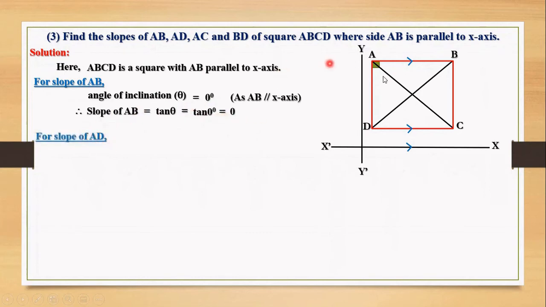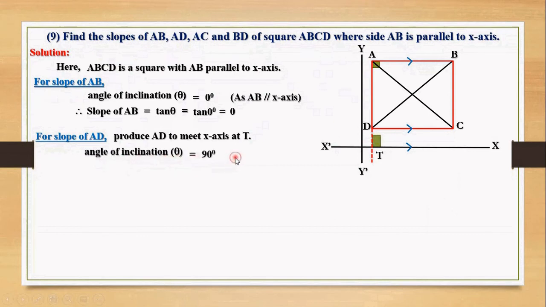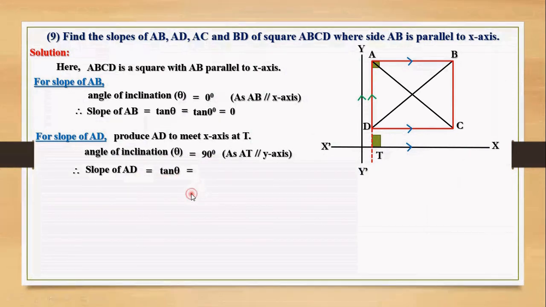Now for the slope of AD. Line AD is not intersecting with the x-axis, so produce AD to meet the x-axis at T. Here, the angle of inclination theta is equal to 90 degree. The reason is that the line AT is parallel to the y-axis, so the angle at the origin and angle DTX are a pair of corresponding angles. So they are 90 degree. Now the slope of AD equals tan theta. We have theta as 90 degree, so it is tan 90 degree and it is infinite.